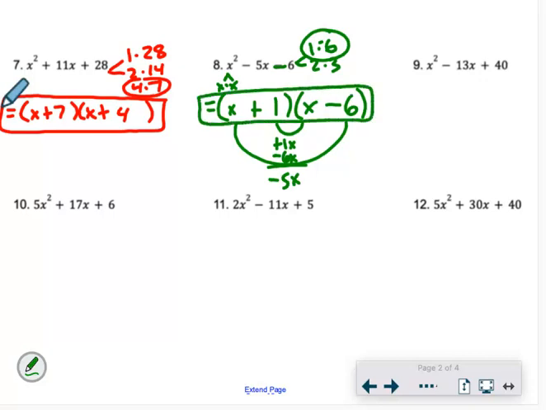Whatever you put first has to multiply to the first terms. Whatever you put in the last spots has to multiply to the last number. And then the O and the I from FOIL need to add to the middle.